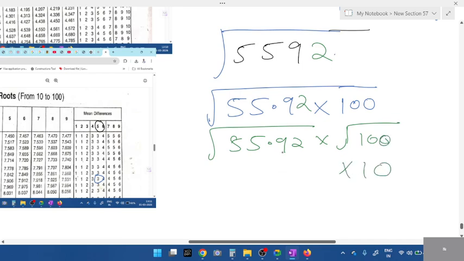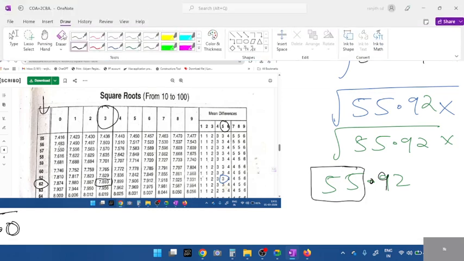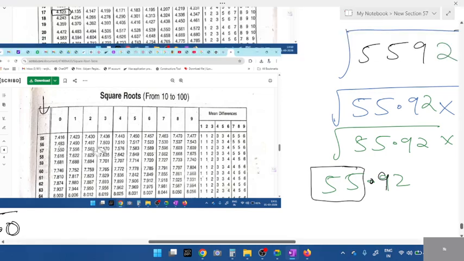Square root of 100 is 10. Keep 10 as it is. 55.92. How do you solve 55.92? What's the logic I told you? The first two numbers, from where do you take? The first column. So group the first two, 55. And from top, look at 9. What is the value given for 55 and 9? Yes, 7.47. Here, I'll mark it. 55, 9. And what is the mean difference? 2. So for 55 and 9, 7.477 you will take.